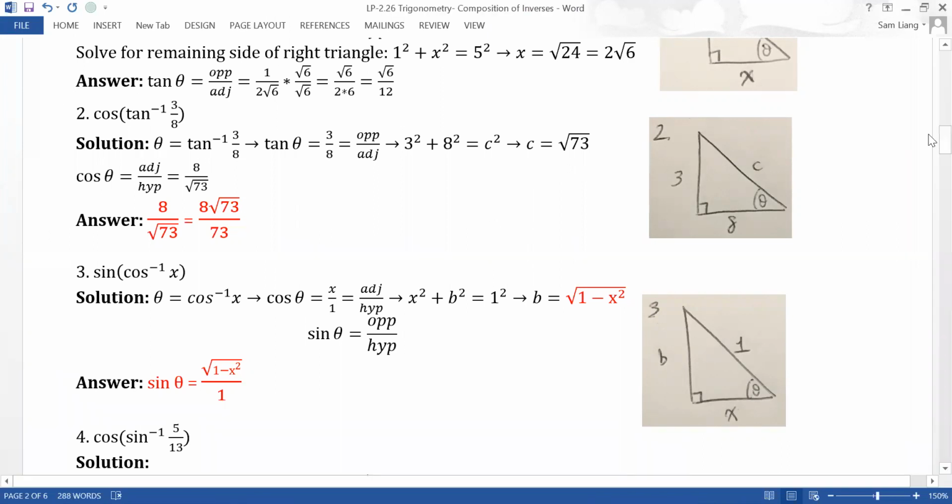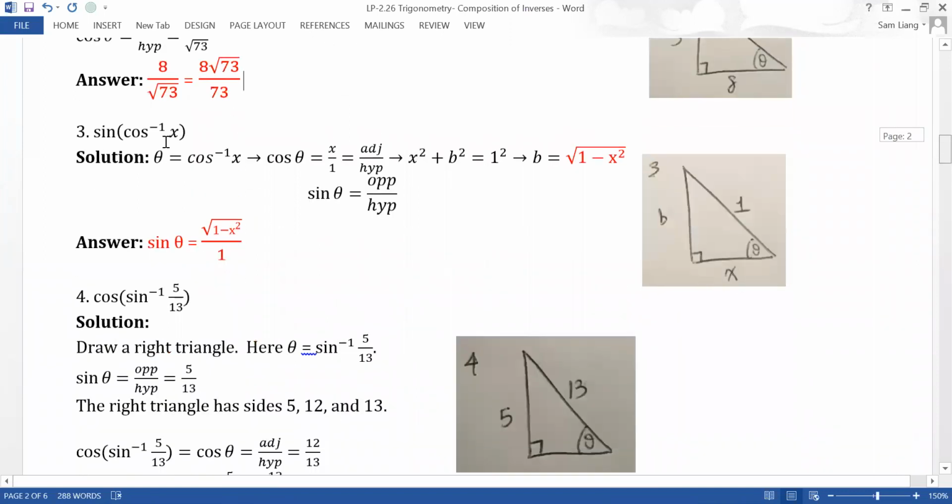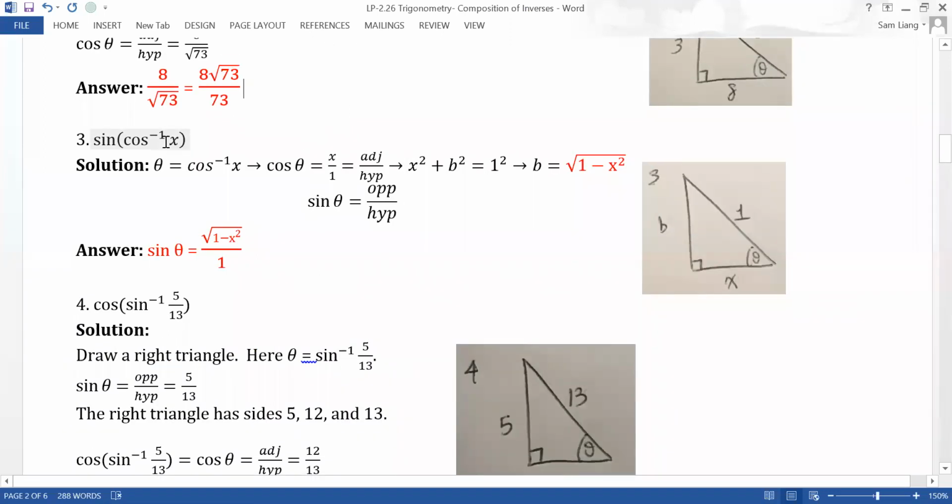Let me go over question 3 now. So question 3 here, it's different because instead of a number, we have a variable, just x. We're going to do the same thing though. It'll be theta equals arc cosine of x.